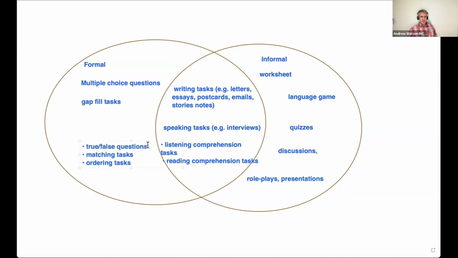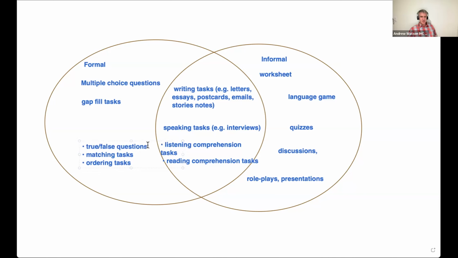Now, let's have a look at a sample task from the TKT exam. So we can sort of relate all of this to the TKT Module 2.